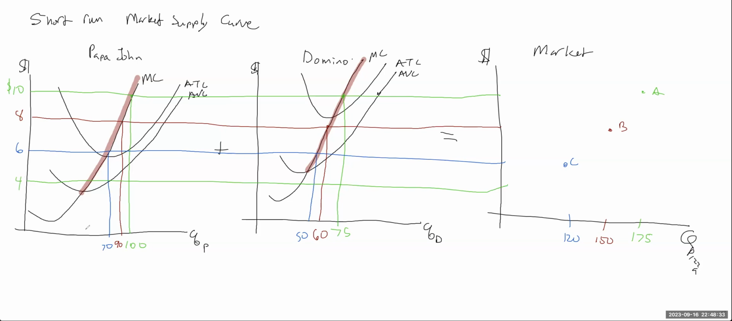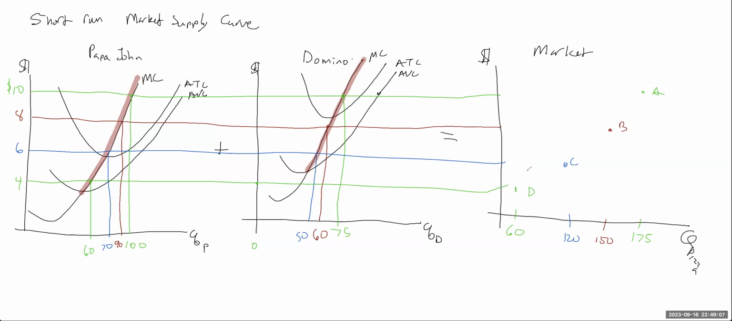I'm going to do another one. This is like $4 a slice. Papa John's is now in Taco Tuesday land. They're making about 60 slices. They're still producing. Domino's at $4 a slice, it's below the average variable cost. So they shut down. They produce zero. So then at $4 a slice, we only get 60 because Domino's decides it's not worth it and they exit the market. So it's like right here, D.